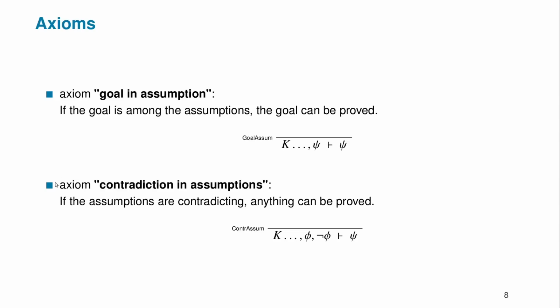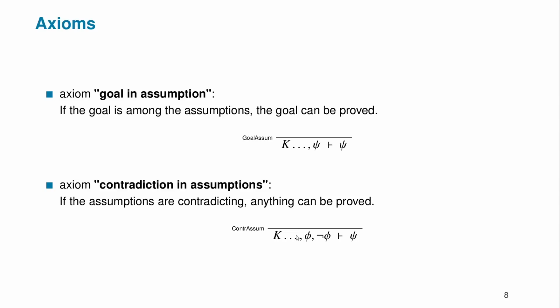Yeah? And the second axiom we have is contradiction in assumption. And if we have contradicting assumption, then anything can be proven. So if here on the left hand side we have phi and not phi, then it doesn't matter what we have on the right hand side.